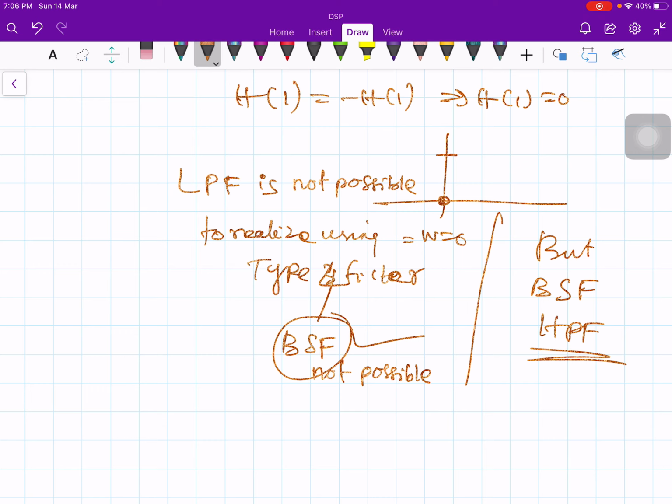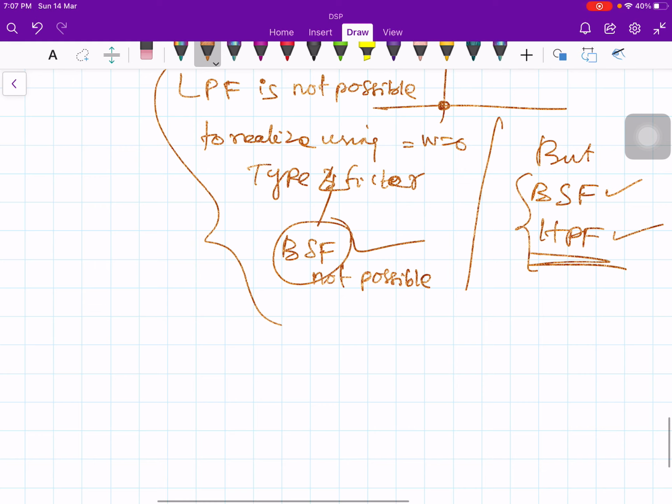Okay, so you see types 2, 3 and 4, they are restricted. Type 3 is the most restricted one. You can only design band pass filter, nothing else. Type 1 is the most versatile filter. You can design any kind of filter from type 1. But type 4, only 2 are possible and 2 are not possible. Band stop filter is possible, high pass filter is possible. These two are possible and these two are not possible. Therefore, type 1 is the most favored one.